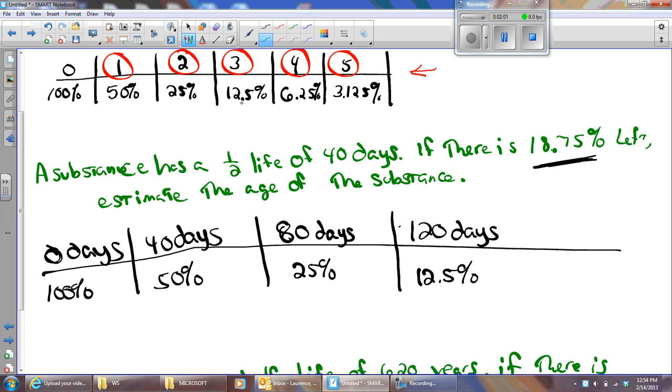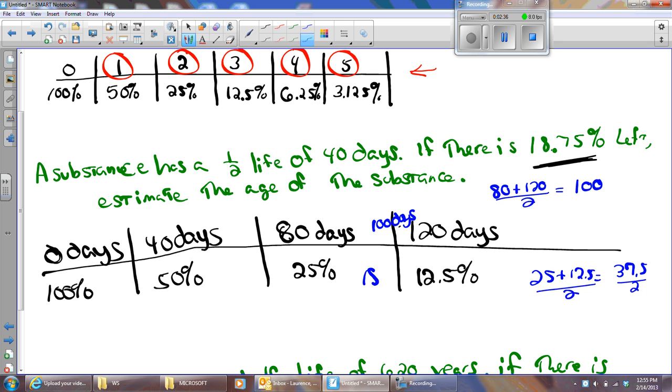What I'm going to do is average 80 days and 120 days. So I'm going to take 80 plus 120 divided by 2, which is 100 days. Then I'm going to average these two numbers: 25 plus 12.5 and divide by 2. That's 37.5 divided by 2, and half of 37.5 is going to be 18.75. Hey, look at that. It matches perfect, doesn't it?